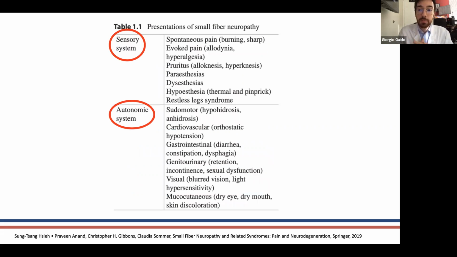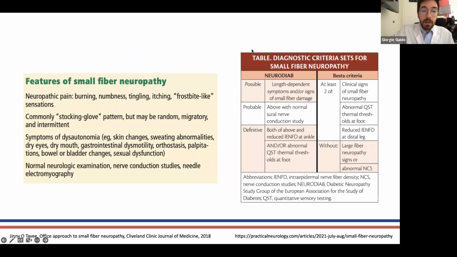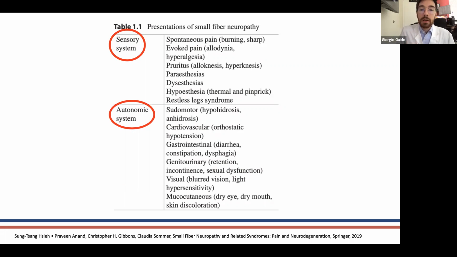So these are the symptoms. Small fiber neuropathy patients present with sensory symptoms, autonomic symptoms, isolated sensory symptoms, isolated autonomic symptoms, or mixed sensory and autonomic symptoms, like in this case. The usual sensory symptoms are burning pain, usually with stocking glove distribution. Evoked pain, many patients have allodynia and hyperalgesia. They can have pruritus, paresthesias, dysesthesias, hypoesthesia to thermal and pinprick sensory function, and they can have also restless leg syndrome. And then we have many autonomic symptoms.